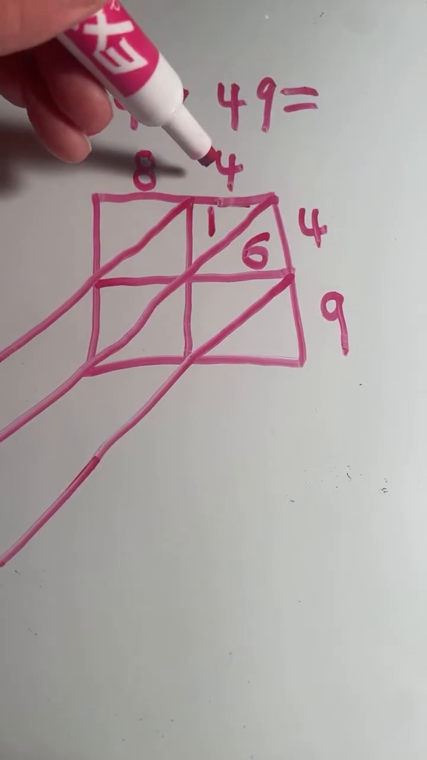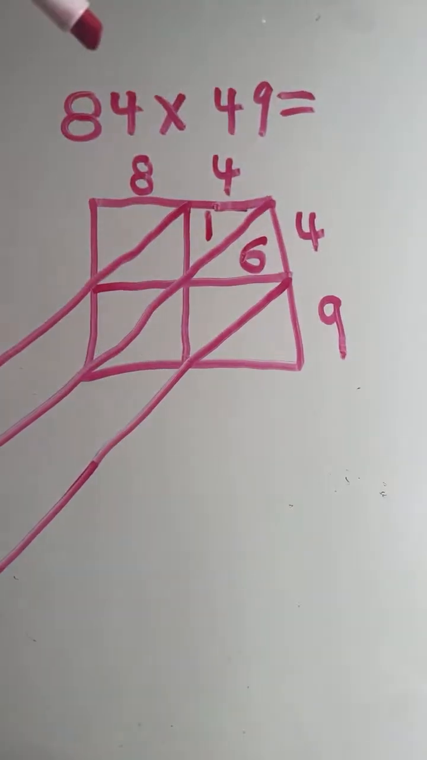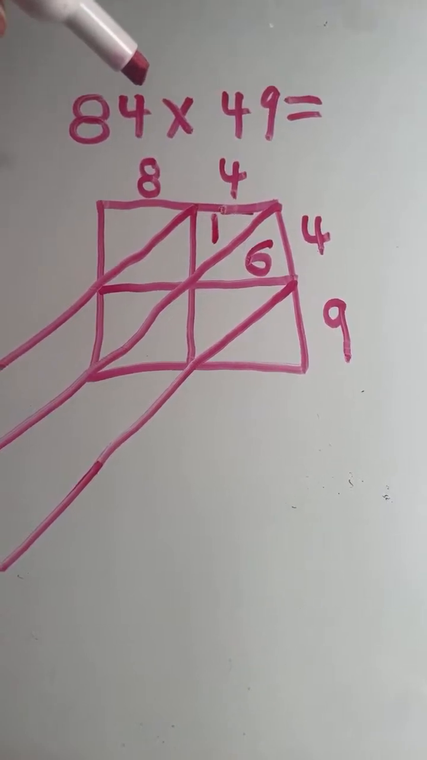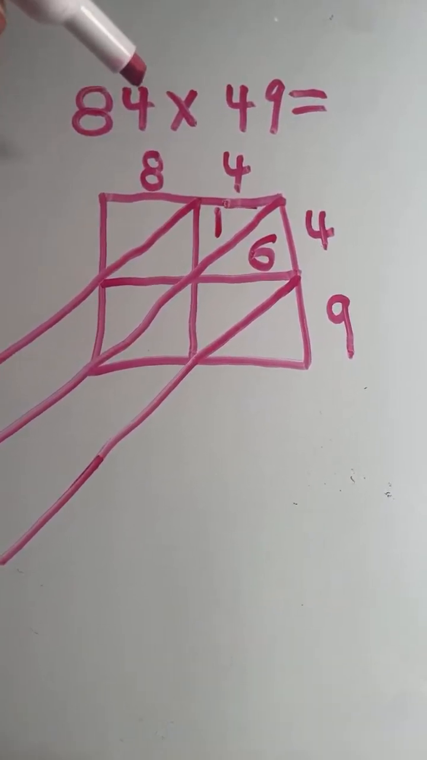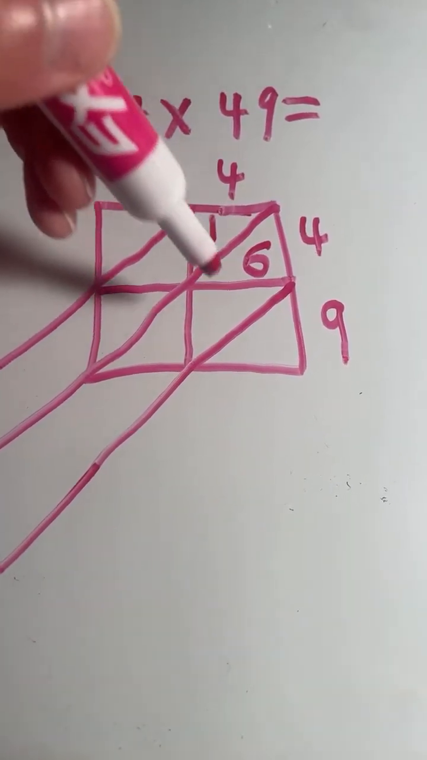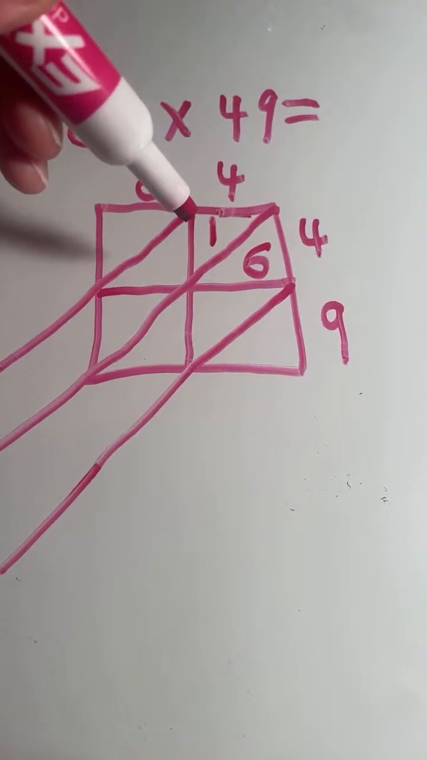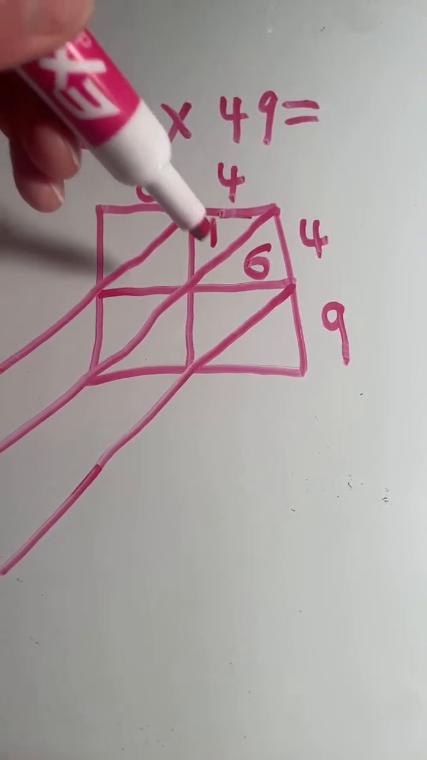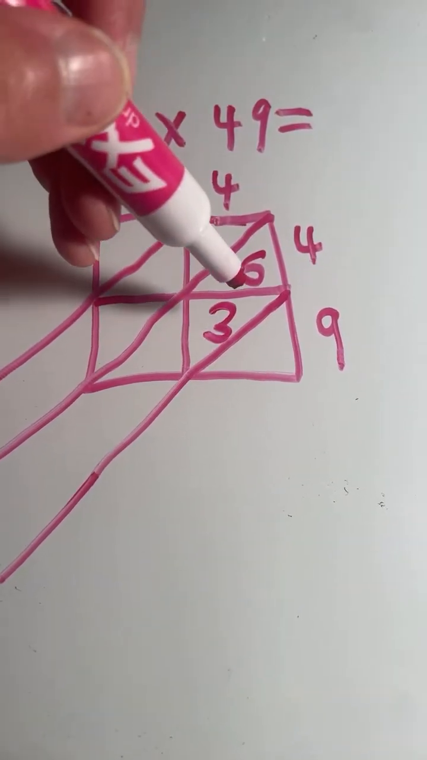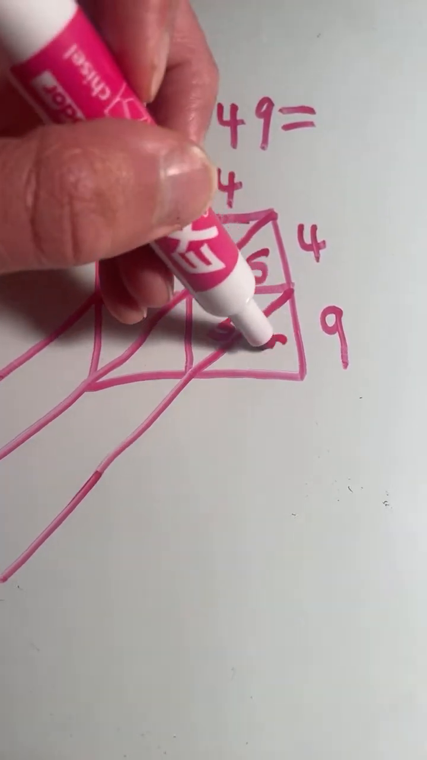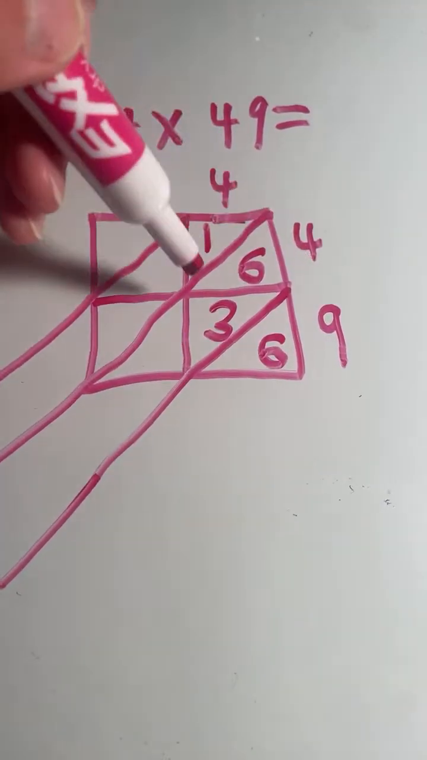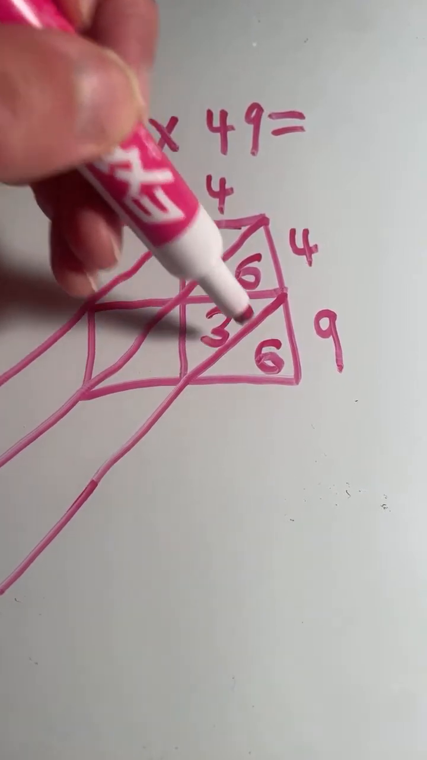Next, we are going to multiply 4 times 9. 4 times 9 equals 36. So the answer goes in each square, and each digit goes in each triangle. So the 3 in 36 goes in the top triangle. The 6 in 36 goes in the bottom triangle. So we have 3 in the top triangle, 6 in the bottom triangle.